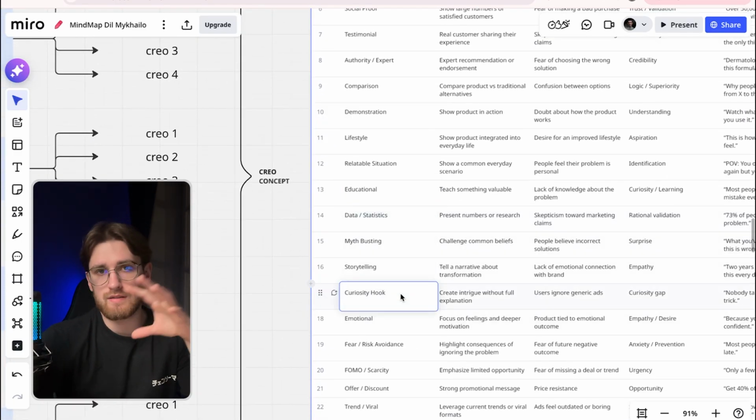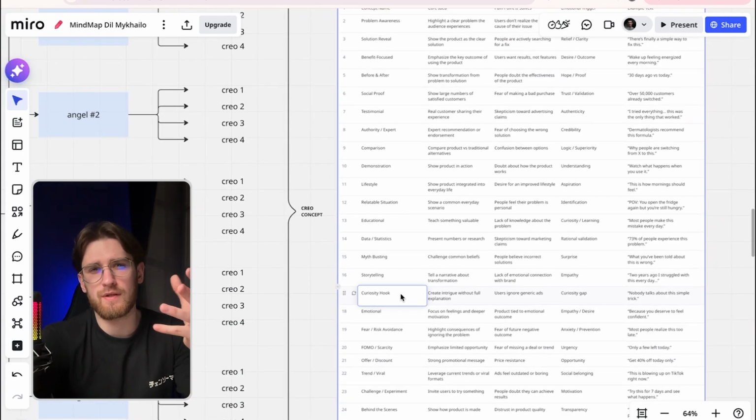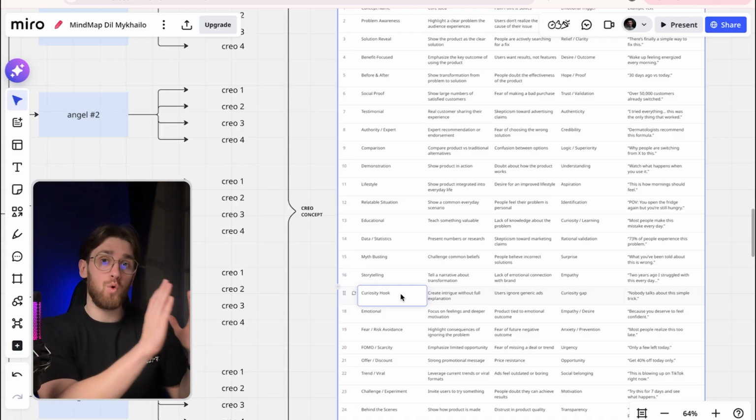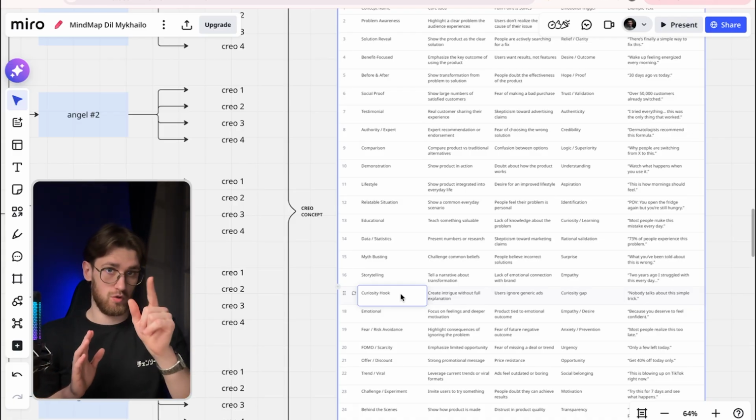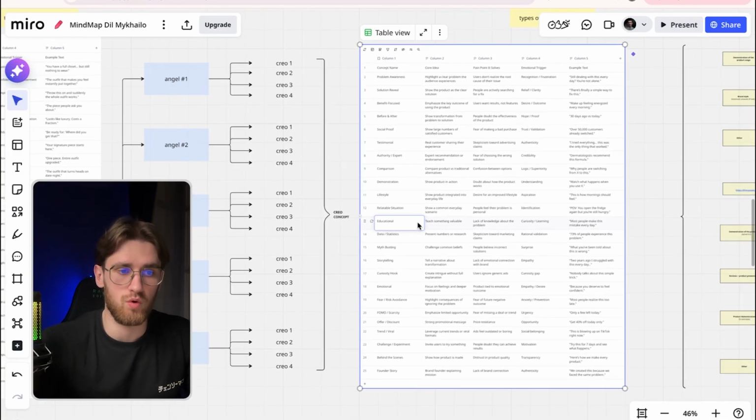You want to make a little bit different hooks for your brands, but it will work better when you already know which one body creative is working. Also important. And then you can test even more.